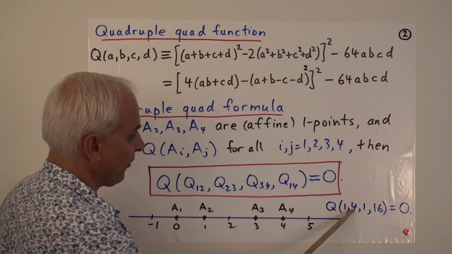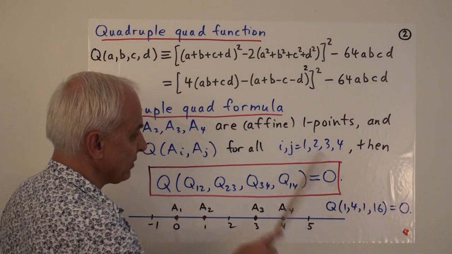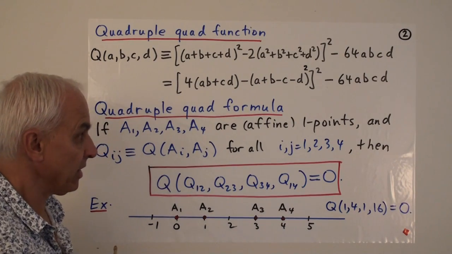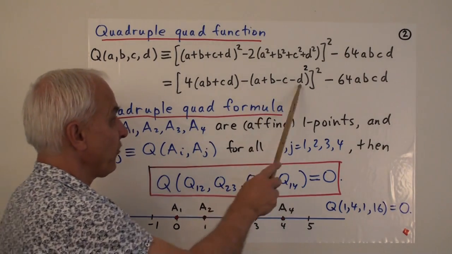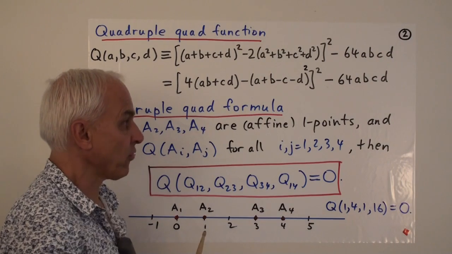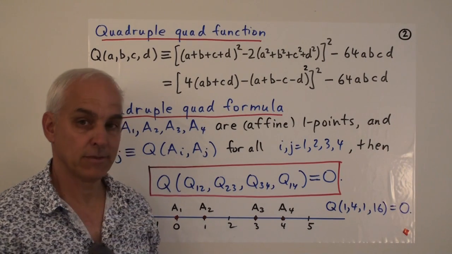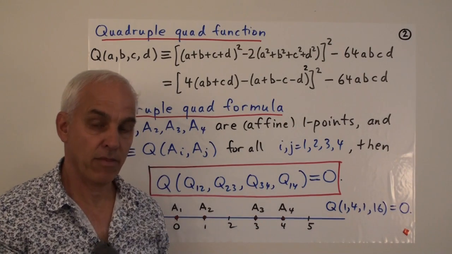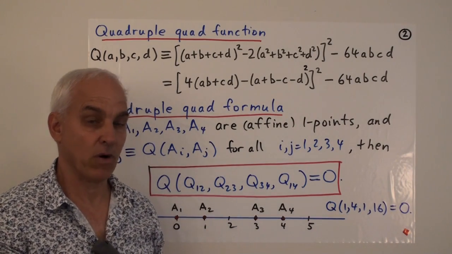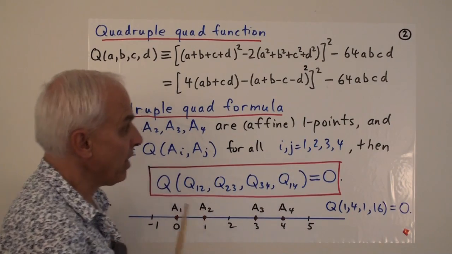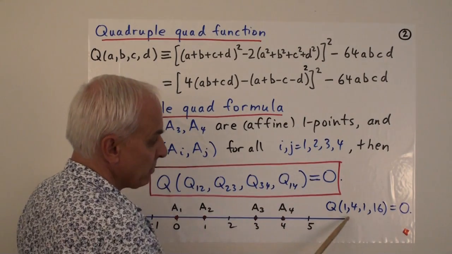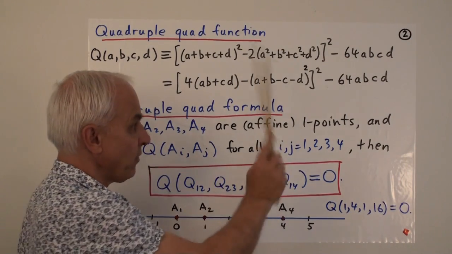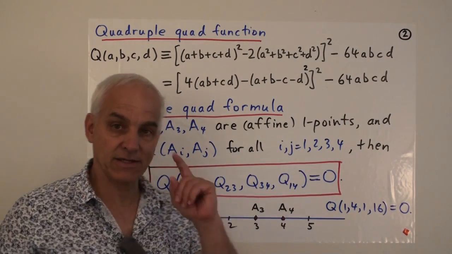And here we have A plus B minus C minus D, so that's 5 minus 17. That'd be like 12. So 12 squared is 144. So 80 minus 144, that is 64. So 64 squared minus 64 times the product. Well, the product of all 4 is 64. So we have 64 squared minus 64 times 64, that is indeed 0.